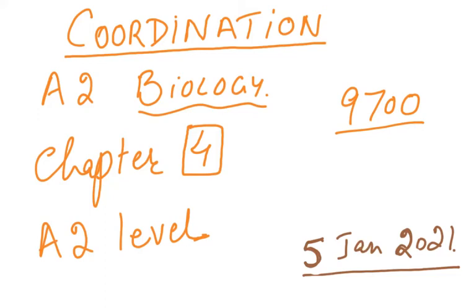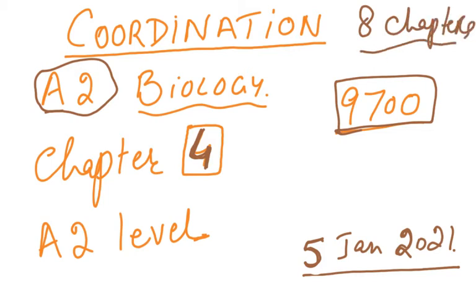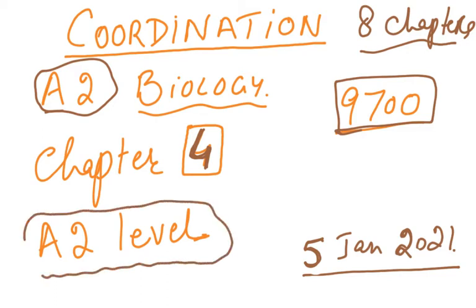Today we start the chapter on coordination. This is a part of the A2 biology syllabus, and the syllabus code is 9700. This is chapter 4, the fourth chapter according to the syllabus, because in A2 there are 8 chapters, and this is the fourth chapter, which is control and coordination, or just coordination. And these are the 8 chapters that you need to study for the A2 level, and we're going to study this now in a little more detail.